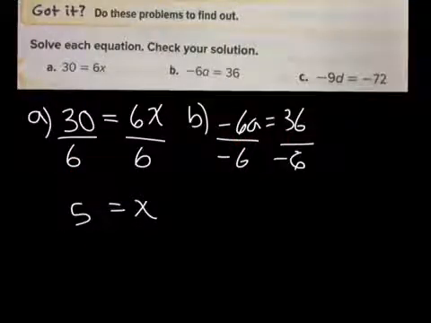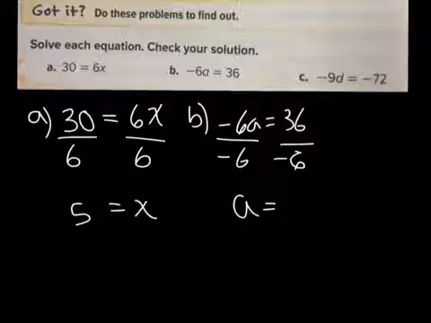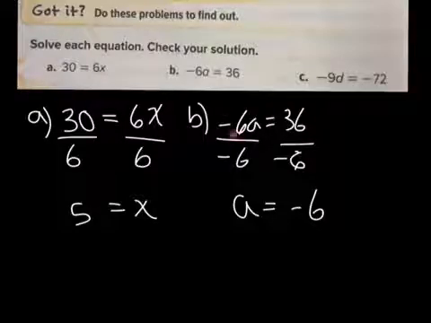Negative 6a equals 36. Try to divide out the coefficient. And I have to do it from both sides. If I do it on this side, I must do it on this side. So I have negative 6 divided by negative 6, which is going to be 1, which is my a. So I just write out my a right there. And positive 36 divided by negative 6 is going to be a negative. So it's negative 6. And it's true. If I multiply negative 6 times negative 6, that's going to give me a positive 36.